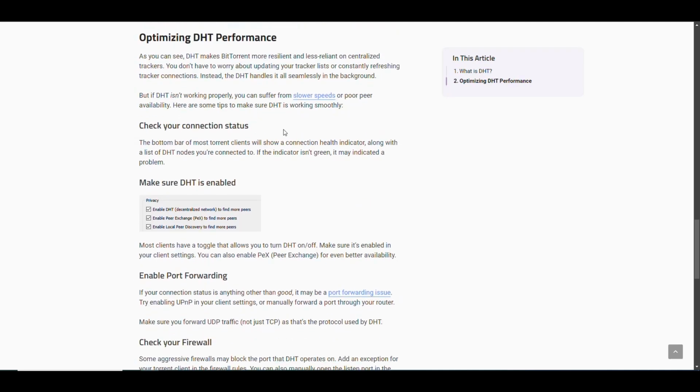The performance of the DHT is something that we have to take into consideration. One of the first things that you need to know is that you don't have to be refreshing tracker connections because it just does it automatically. It makes sure that you are up to date on the hash for that torrent that you're trying to share, and it does it seamlessly in the background.